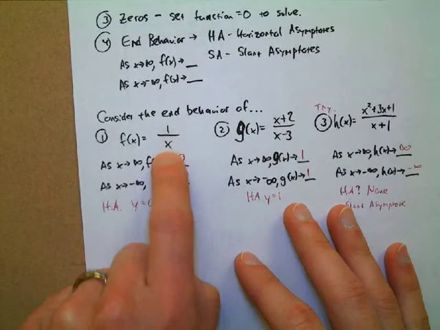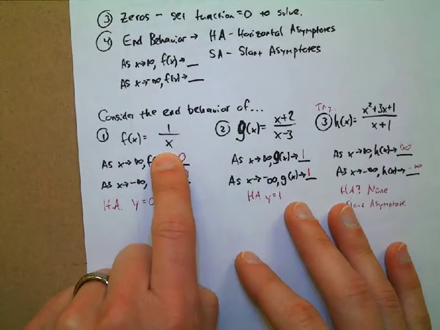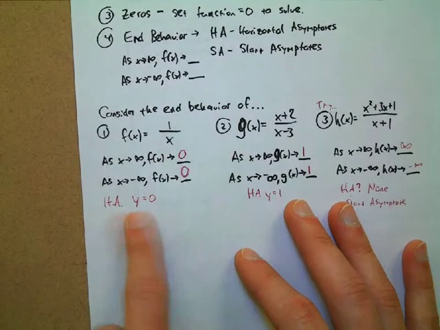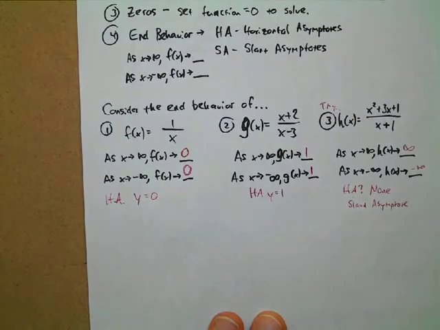In other words, the degree of the denominator is bigger than the degree of the numerator, and so the horizontal asymptote is 0. The end behavior goes to 0.